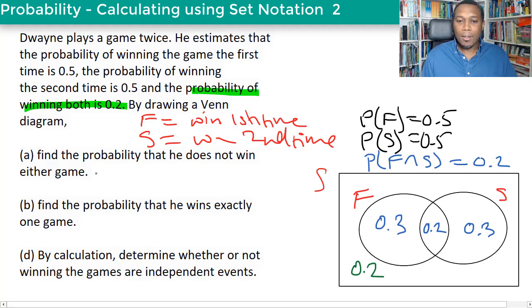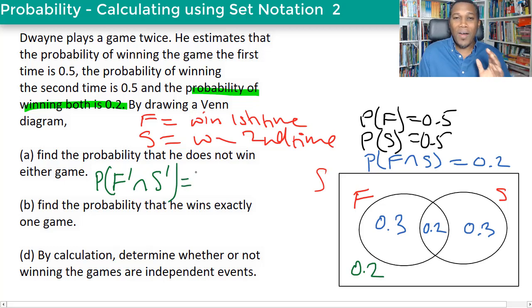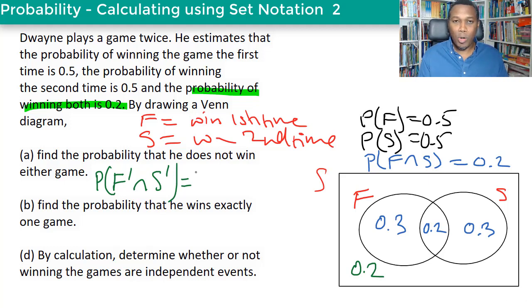Now, find the probability that he does not win either game. Does not win either game. Let's look at what this means. It's the probability that he doesn't win the first time and he doesn't win the second time. Can I just clarify, none of this is absolutely necessary for this specific question. The answer is going to be 0.2.